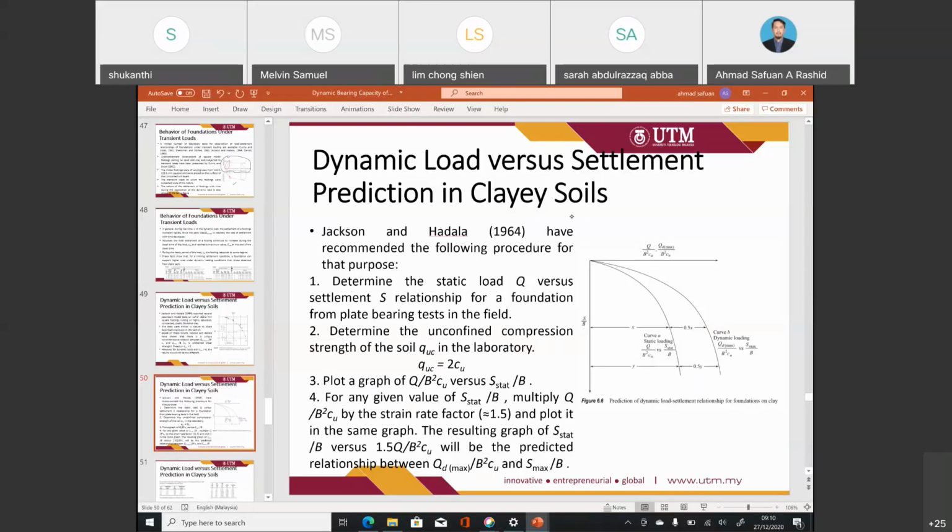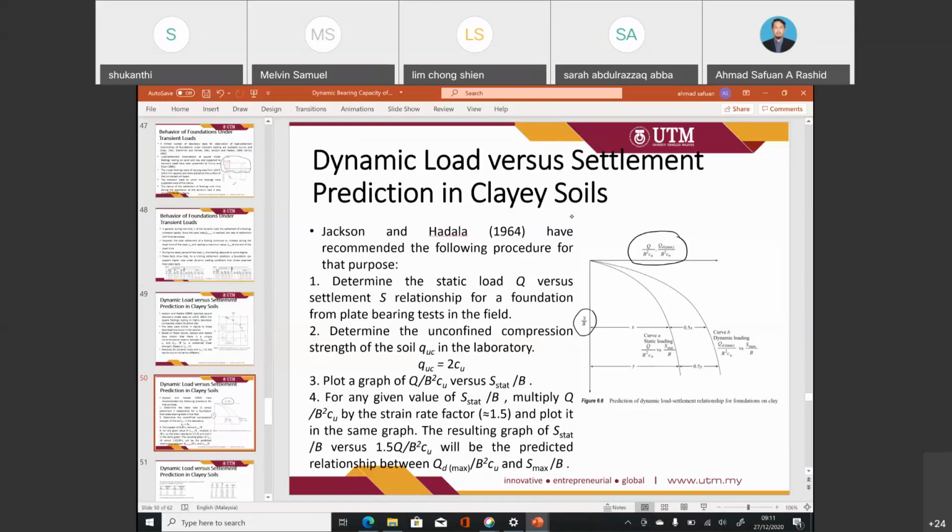This is the importance of dimensional analysis, where they produce relations for S over B, which is dimensionless, and Q over B squared Cu for the static case, while for the dynamic case it is Q D max, the dynamic load, over B squared Cu.